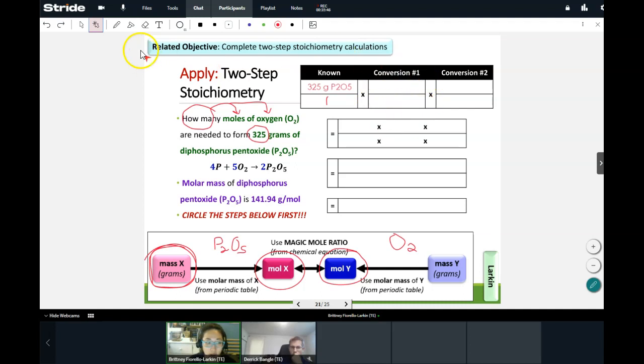In the next step, I want to get rid of grams of P2O5. It needs to go where? Go ahead and tell me in the chat. Thank you, Landon. Everyone should know this. Yes, it goes on the bottom. Grams of P2O5 goes on the bottom.